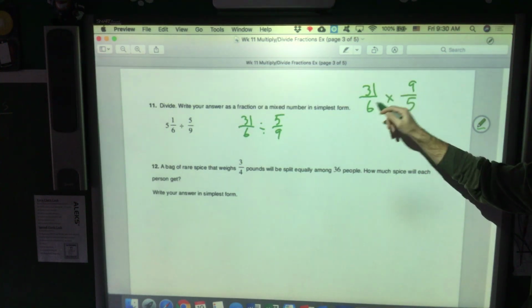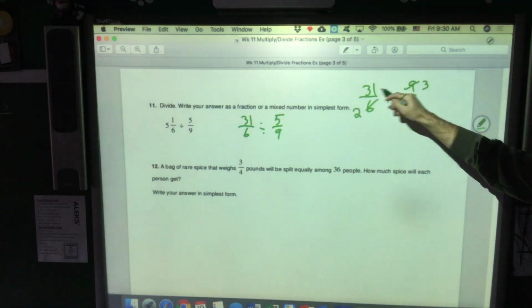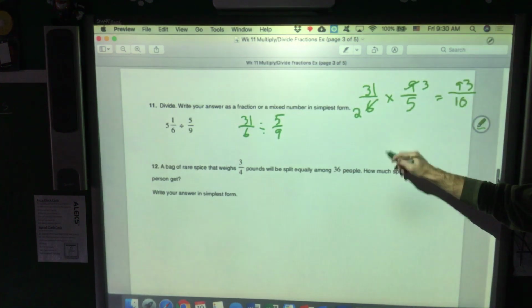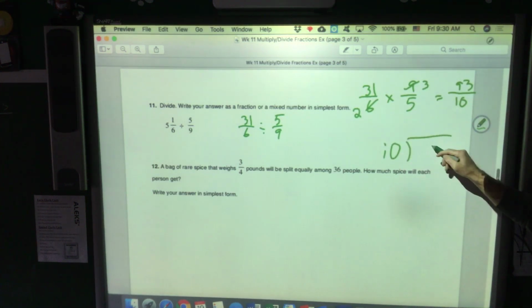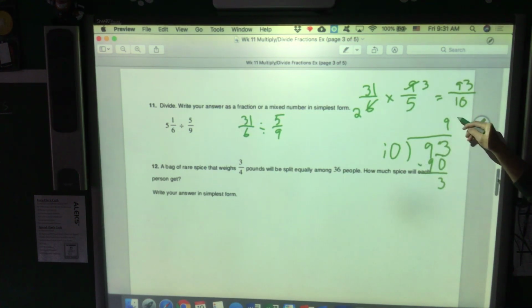Simplify. 31 and 5 cannot be simplified. 9 and 6, divide both these by 3. Gives you 3, that gives you 2. 31 times 3 is 93. 2 times 5 is 10. I like dividing by 10. It's super simple. Remember what we have to do when dividing by 10? I don't think we've talked about this yet. All you've got to do is move the decimal over 1 spot. We'll work this out. 10 goes into 93 9 times. 9 times 10 is 90. Subtract. So my answer is 9 and 3 out of 10.